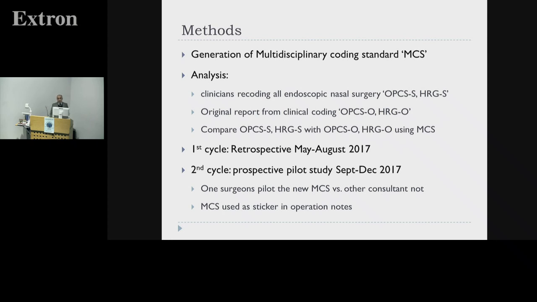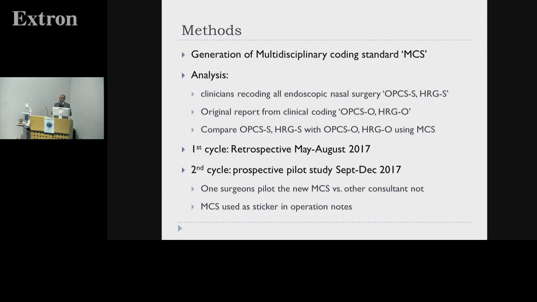How did we do that? First, there was a meeting with one of the leads of rhinology in our department, a consultant rhinologist, with a clinical lead coding group, and they extracted the whole OPCS system that is used for interpretation, and there was some training for 2 ENT trainees in the department on how to use it, and we developed this standard document, which we call the multidisciplinary standard document, that is used to evaluate whether the accuracy of the clinical coding is correct or not.